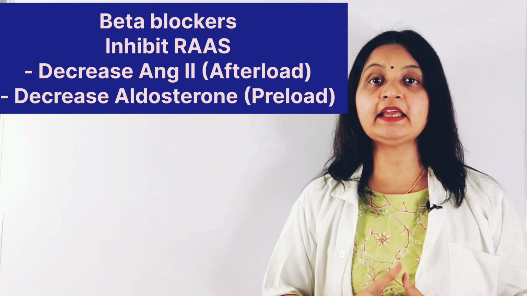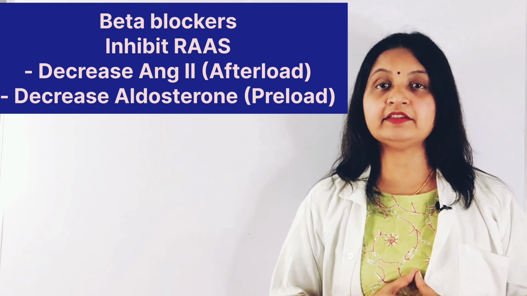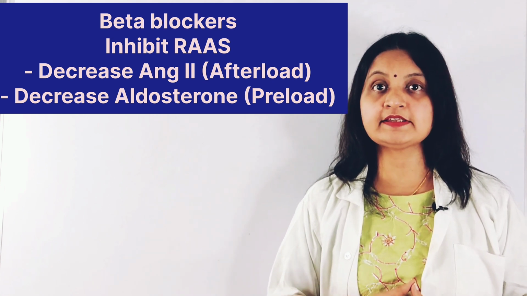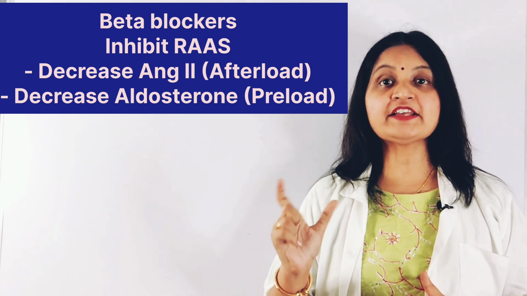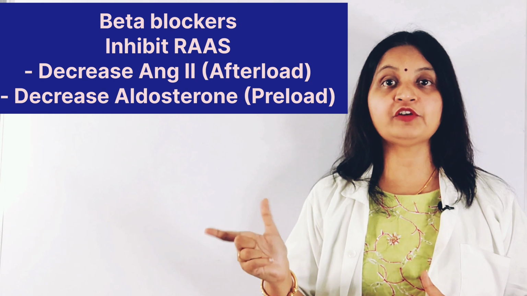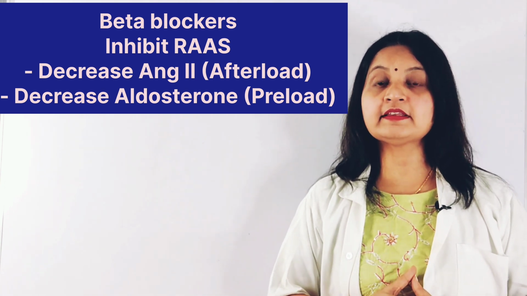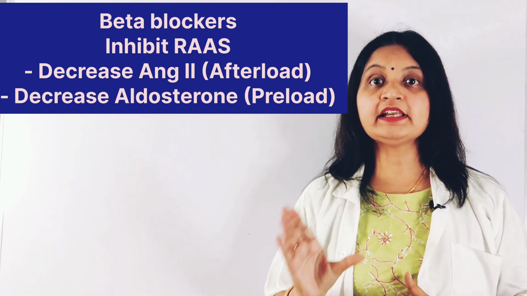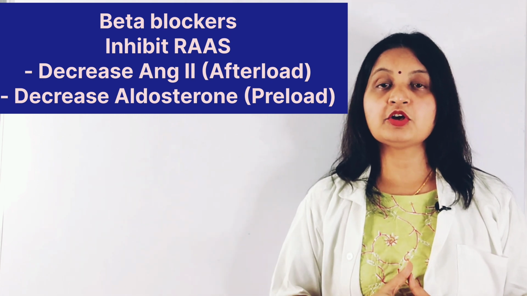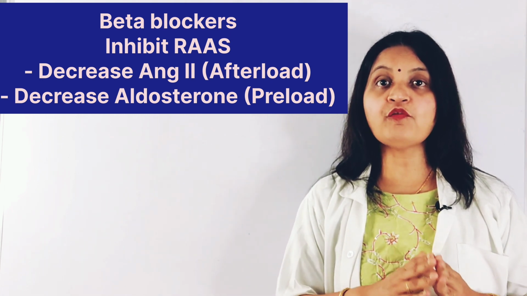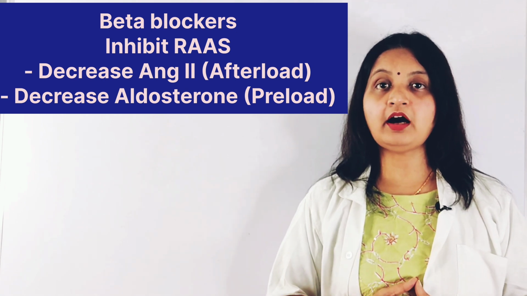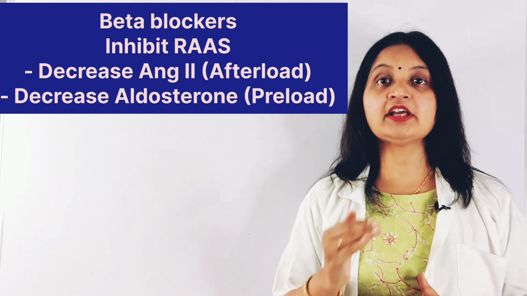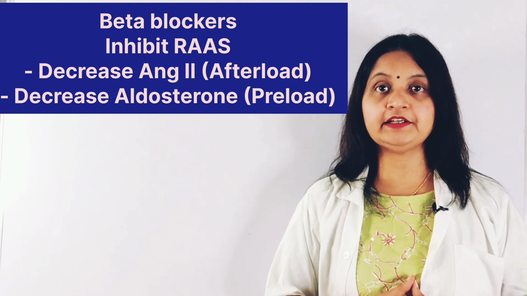Beta blockers, by blocking the beta-1 receptors of the kidney, inhibit the release of renin and the renin-angiotensin-aldosterone system, decreasing the angiotensin II formation, which is a vasoconstrictor and increases the afterload. Also, aldosterone synthesis is decreased, which decreases the preload on the heart. So by decreasing the angiotensin II formation and aldosterone, the afterload and preload on the heart decrease, and this is beneficial in patients with congestive heart failure.